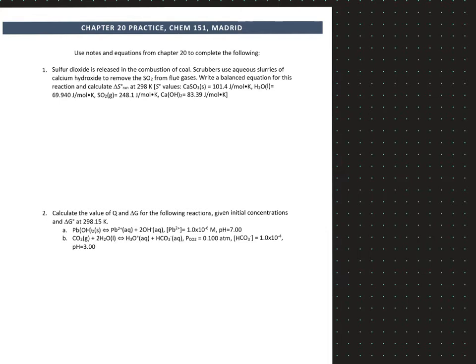The balanced reaction that you're focusing on starts really in the second sentence. Scrubbers use aqueous slurries of calcium hydroxide to remove sulfur dioxide. So it's telling you that calcium hydroxide and sulfur dioxide react. So you'll set up that balanced reaction and fill in the products. After that, you'll use all of the entropy values that are given to you to solve for the change in entropy for the entire problem. So go ahead and pause here and then come back to see your answer.